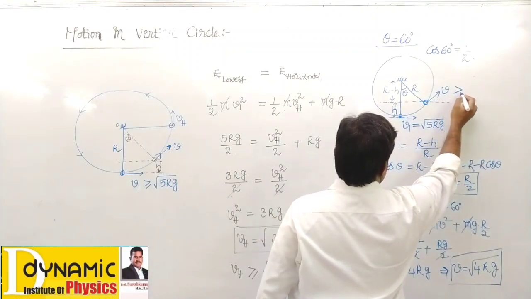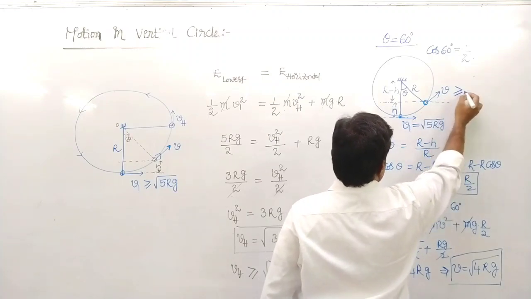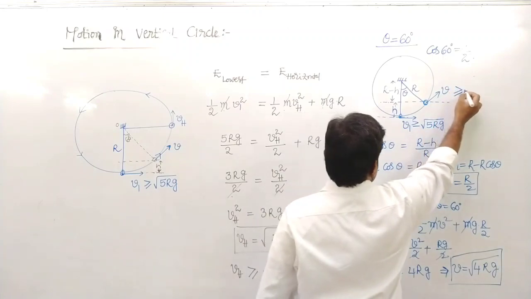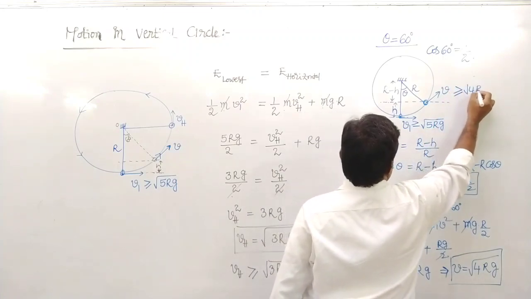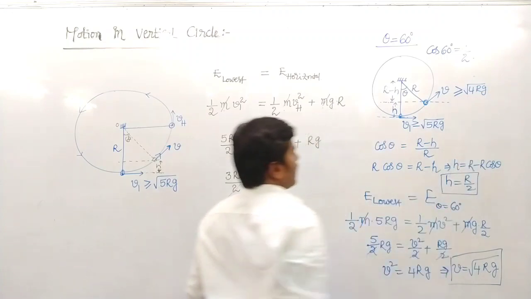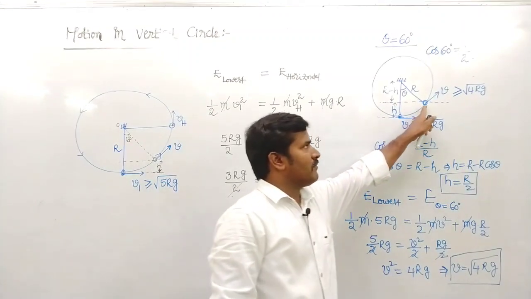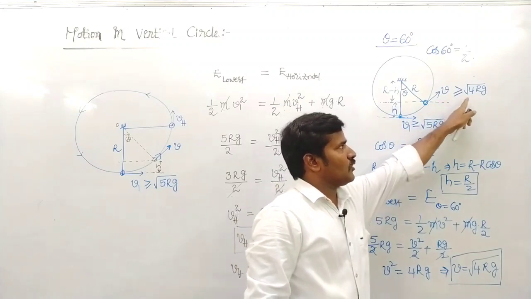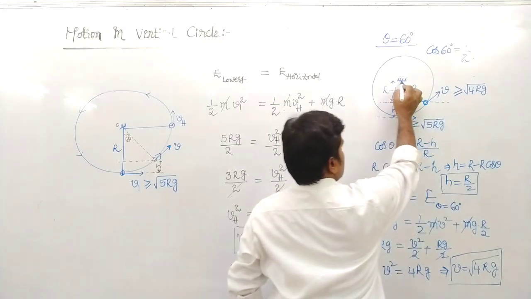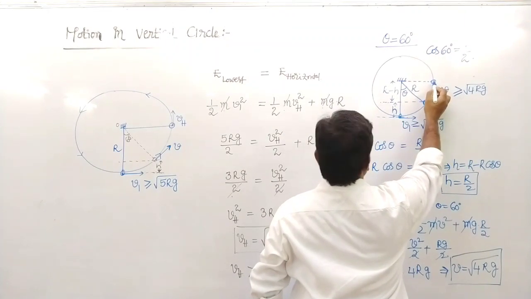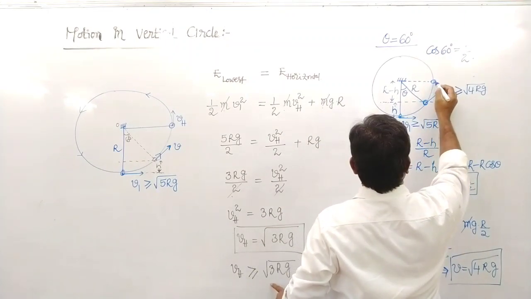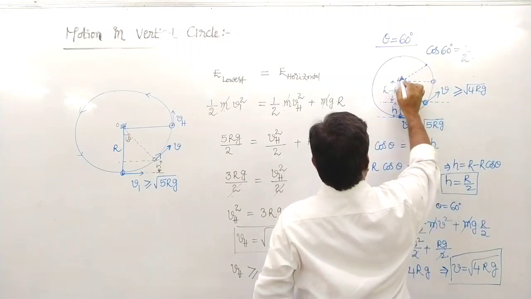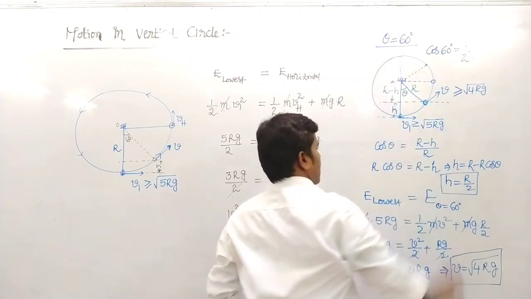If the speed at the lowest position is more than root 5 rg, then at this place it is more than root 4 rg, but the minimum is root 4 rg. Same as this, at the horizontal position the velocity is root 3 rg, at the 120 degree position root 2 rg, and at the 180 degree position root rg.